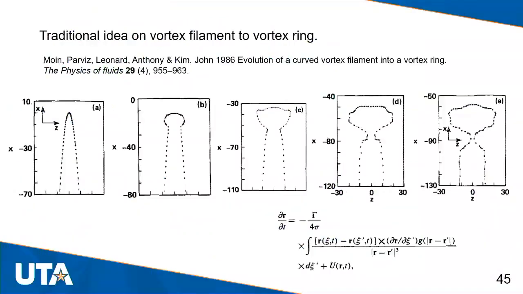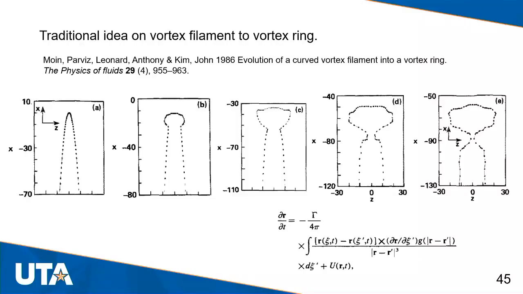So this method is powerful. It can show you a lot of detail, and we can use the co-line method to study some mechanisms. Since it's a preliminary work, we analyze the mechanism of vortex ring formation. The traditional idea on a vortex filament to vortex ring is the Biot-Savart formula, the self-induction.